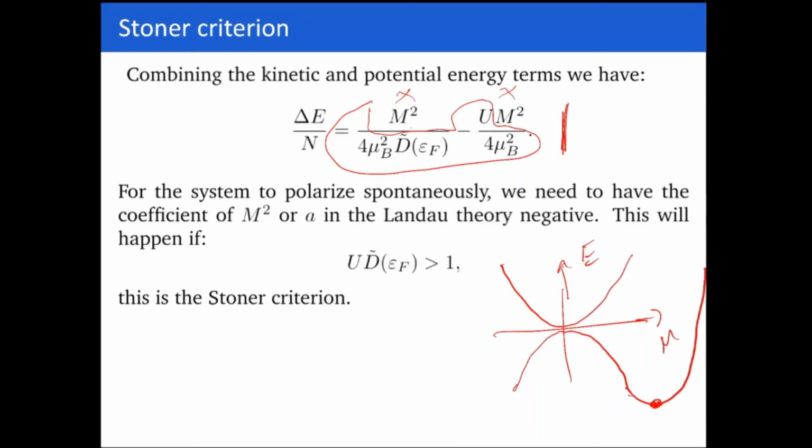So the condition for the ferromagnetism to occur, various things cancel out. Well, the Bohr magnetons cancel out, and you're left with this thing here. So the condition for ferromagnetism would just be U times the density of states is greater than 1. So that's called the Stoner criterion.